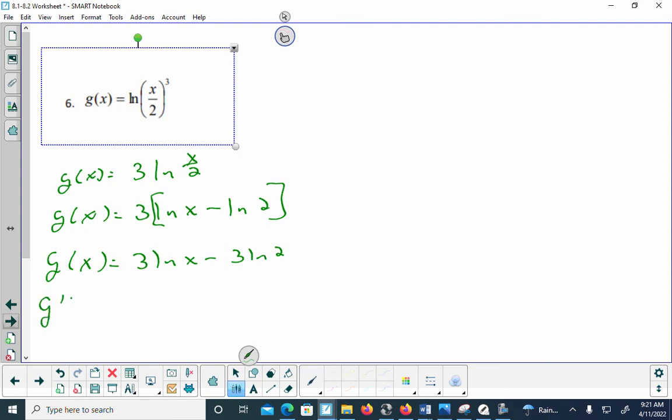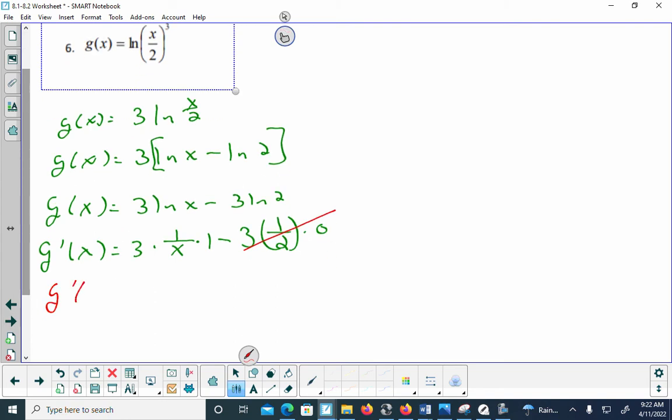Now when I go and take the derivative, I'm going to have this 3 here, the derivative of natural log of x, 1 over x times the derivative of x, 1, minus 3, and then 1 over 2 times the derivative of 2, which is 0, so that whole term is 0, and so my final answer is going to be 3 over x.